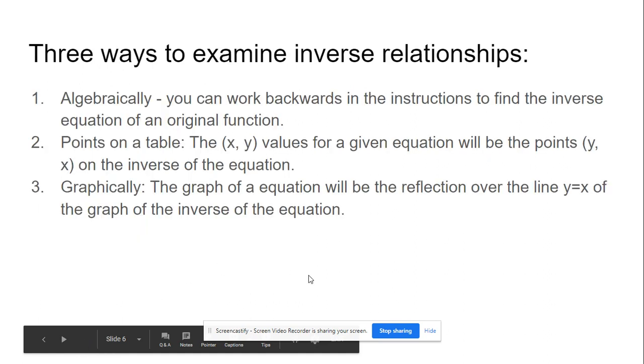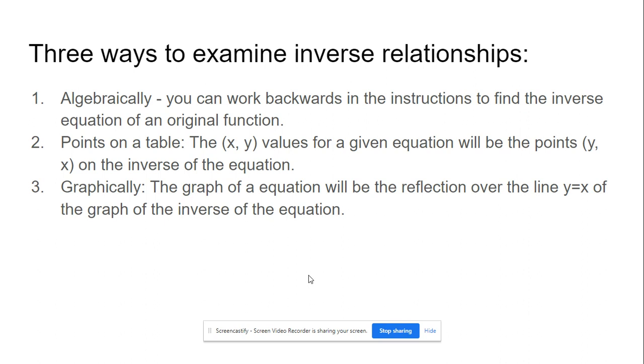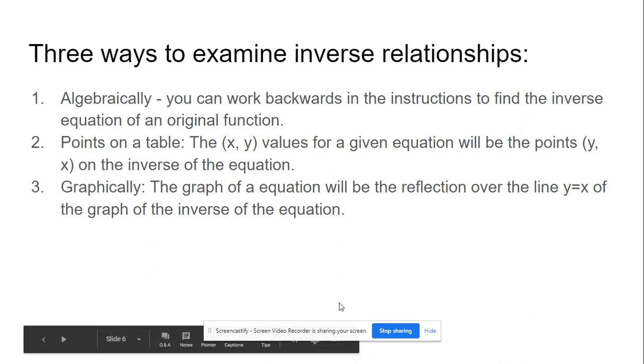So to sum it up, there are three ways to examine inverse relationships. One is algebraically, where you can work backwards in the instructions to find the inverse equation of an original function. The second way is looking at points on a table, where the x, y values for a given equation will be the point y, x on the inverse of the equation. And third is graphically, where the graph of an equation will be the reflection over the line y equals x of the graph of the inverse of the equation.